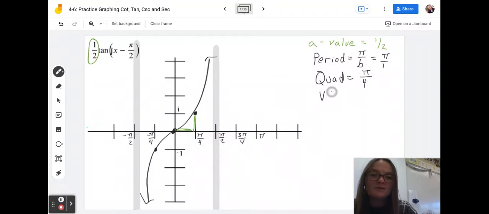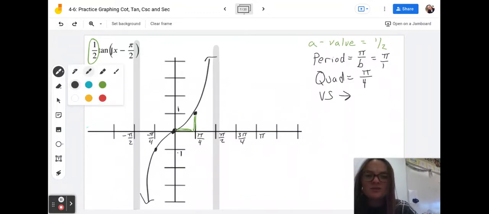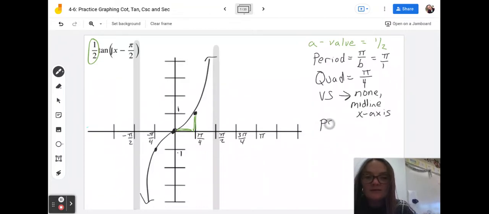Let's talk about if there is a vertical shift. I don't see any vertical shift. There's nothing that's being added or subtracted to the outside. And so we can just assume that there's none, and therefore we should probably sketch our midline at the x-axis. So we'll just say midline must be the x-axis. Lastly, our phase shift. Set the inside equal to 0 to find the phase shift. So 0 is equal to x minus pi over 2. We can add pi over 2 to both sides like this, and we'll solve for x. X must be pi over 2, which basically means that I need to move right pi over 2.